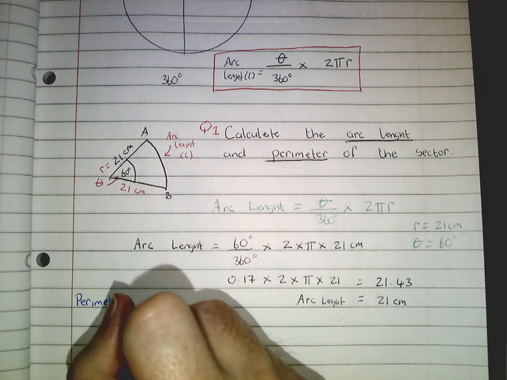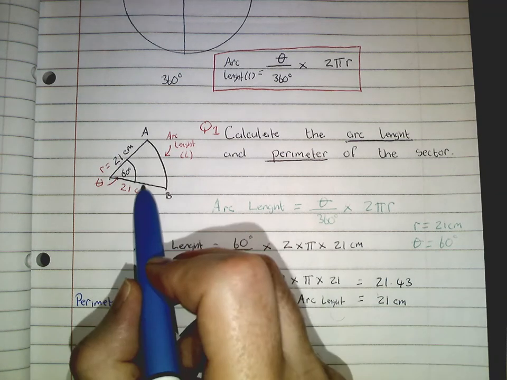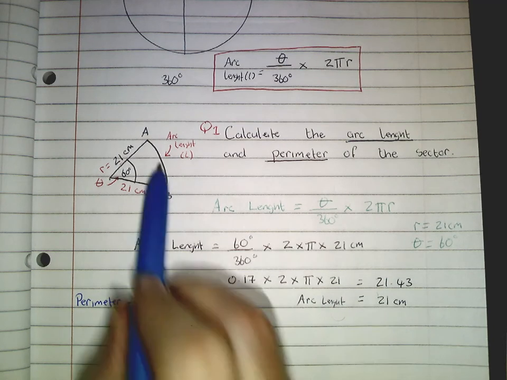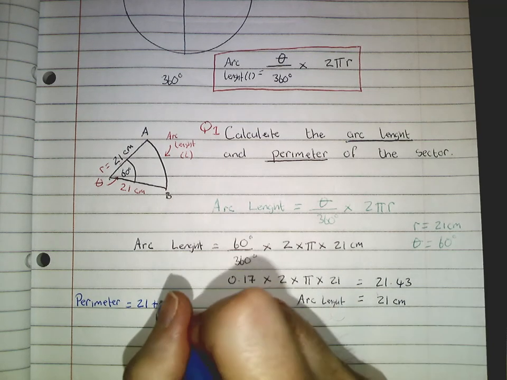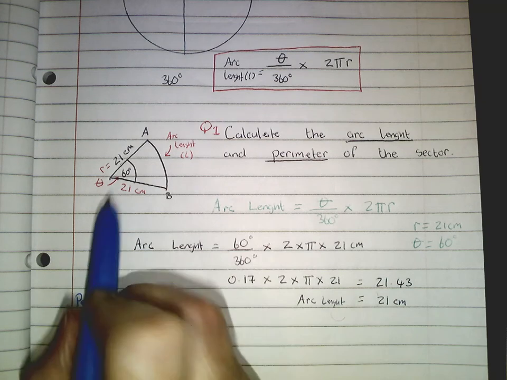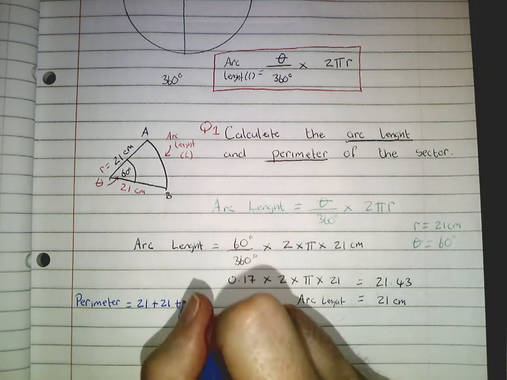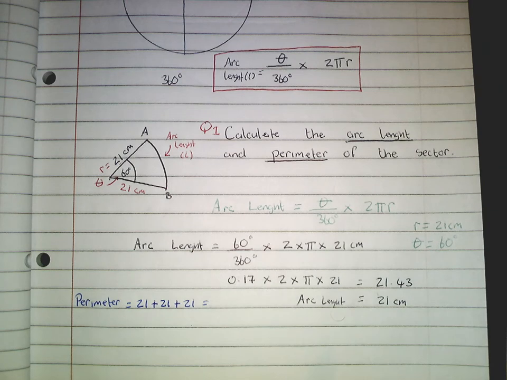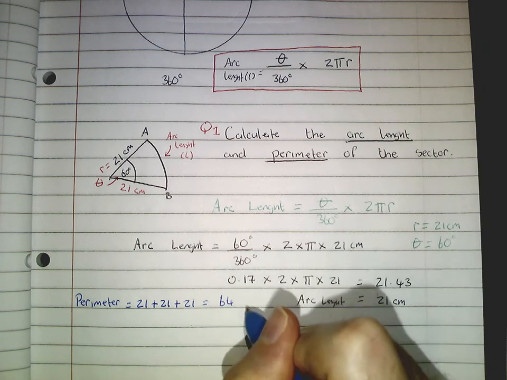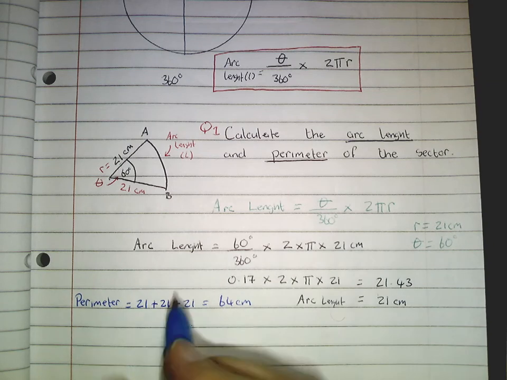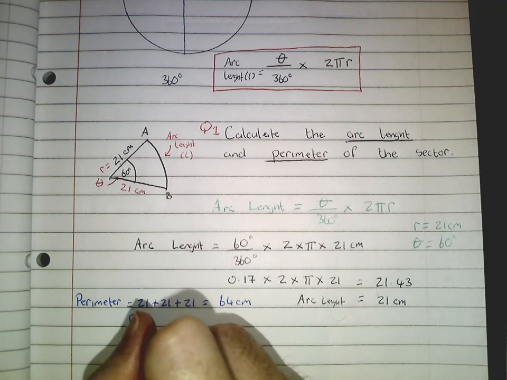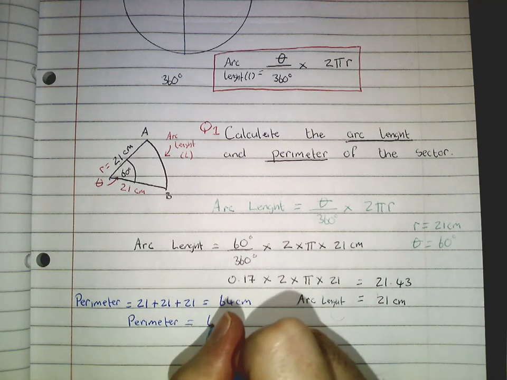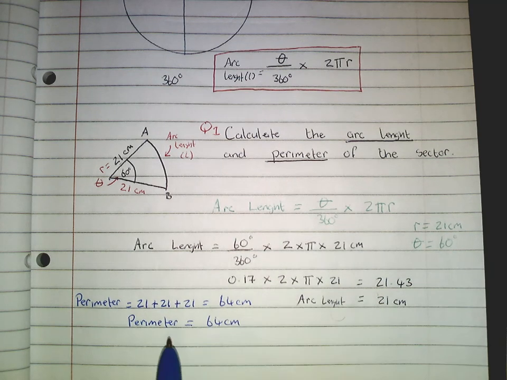So the perimeter is equal to, you're just adding up these three sides. It's 21 plus the arc length, which we've worked out is 21, plus this side here, which is also 21. If we add the three of those up, 21 plus 21 plus 21, it's equal to 64 centimeters. So the perimeter is equal to 64 centimeters.